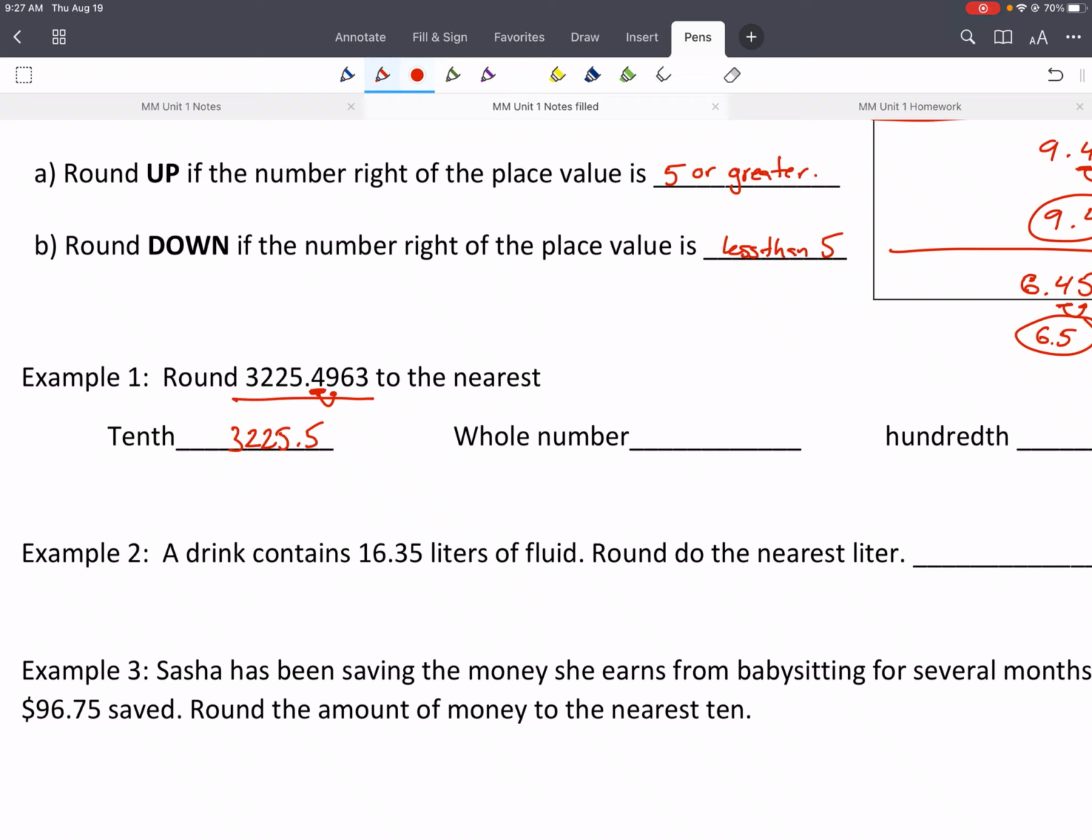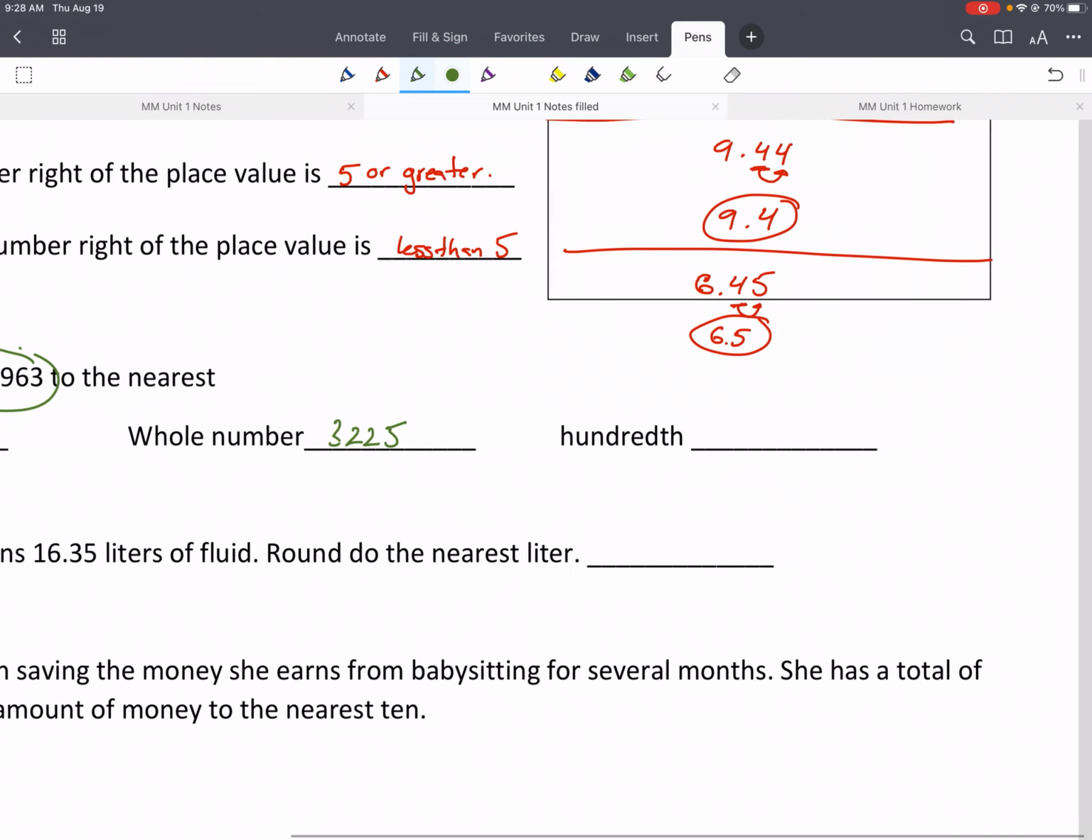Okay, this is our whole number, this 5. Maybe I'll just erase this real quick. Okay, this is our ones place. We look to the right. We see a 4, but 4 is less than 5, so we're going to round down to 3225. Okay? This value is closer to 3,225 than it is to 3,226 by just a bit.